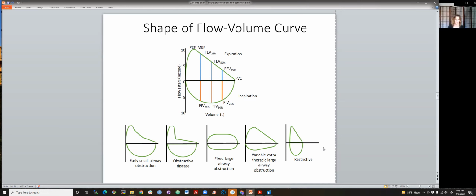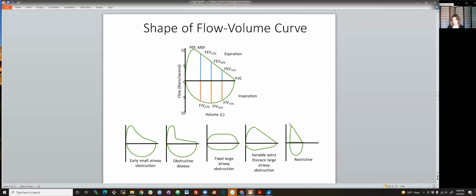So fixed large airway obstruction, you can see here, when the person inhales, they actually plateau. They don't have normal inspiratory flow, it plateaus. And then when they exhale, the same also happens. So this is an upper airway problem. When we look at a variable extrathoracic large airway obstruction, you can see that inspiratory flow plateaus, but expiratory flow can actually look kind of normal. We'll talk about this again in a little bit.